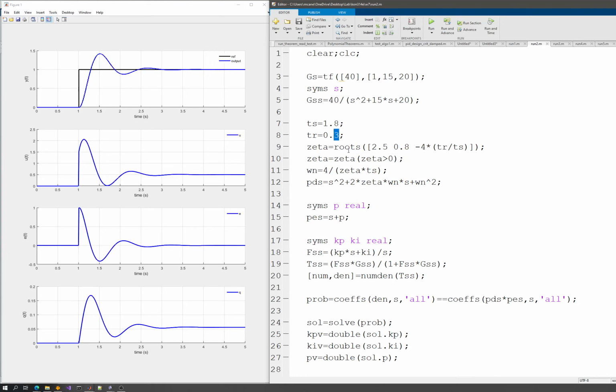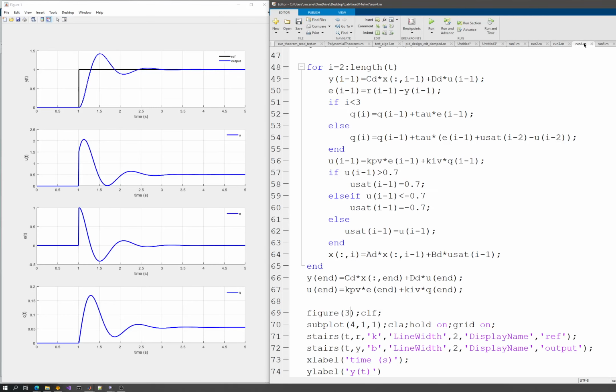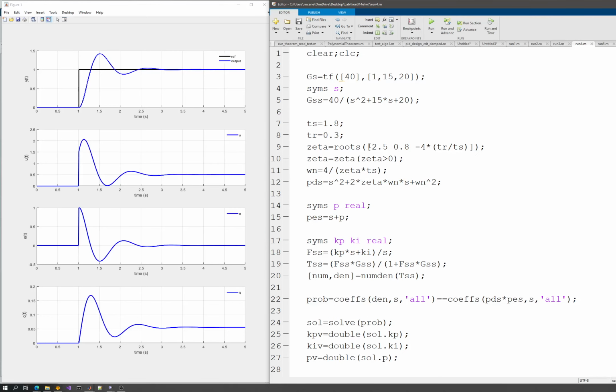Let's, for example, increase our rise time so that we have a rise time of 1. And let's say we will have 3 seconds of settling time. So let me update run 2, run 3, run 4. What is run 4? I guess, let's say comment. Let's save this.